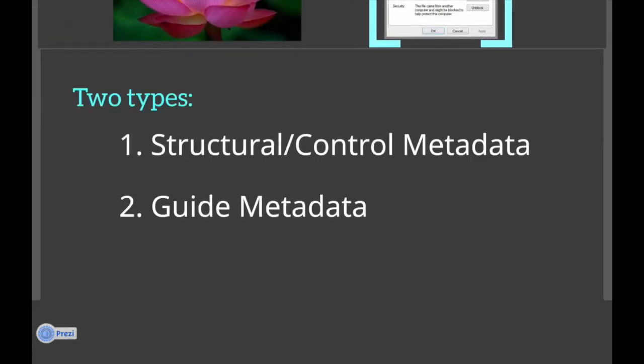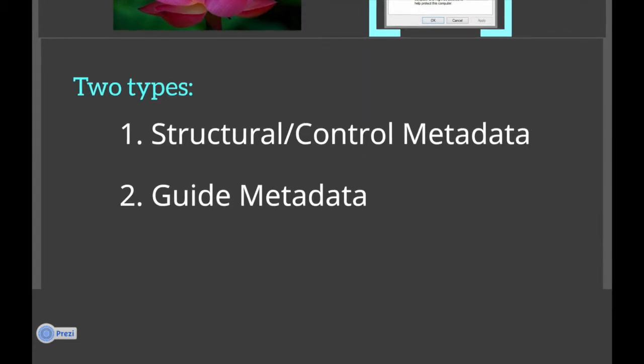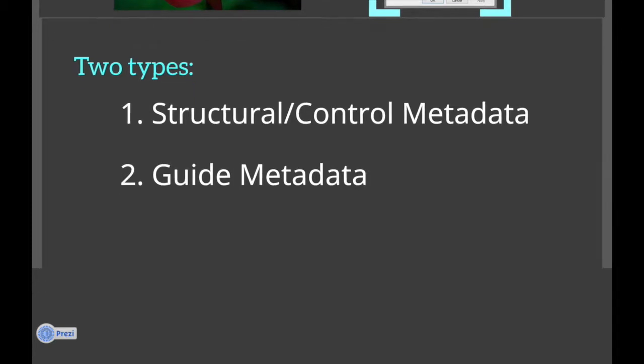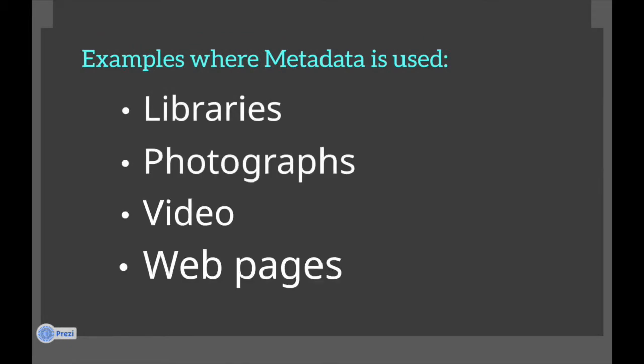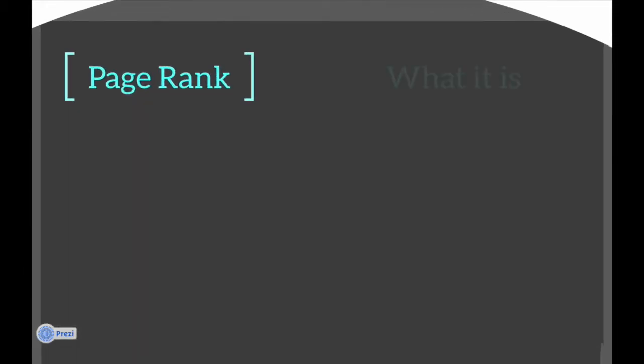There are two types of metadata: structural control metadata that describes the structure of database objects such as tables, columns, keys, and indexes, similar to how pages are ordered to form chapters of a book; and guide metadata, which is used to help humans find specific terms and is usually expressed as a set of keywords in a natural language. Metadata is used anywhere from libraries, photographs, videos, to web pages. Metadata is usually in the form of meta tags. Description and keyword meta tags are commonly used to describe web pages' contents. Most search engines use this data when adding pages to the search index.